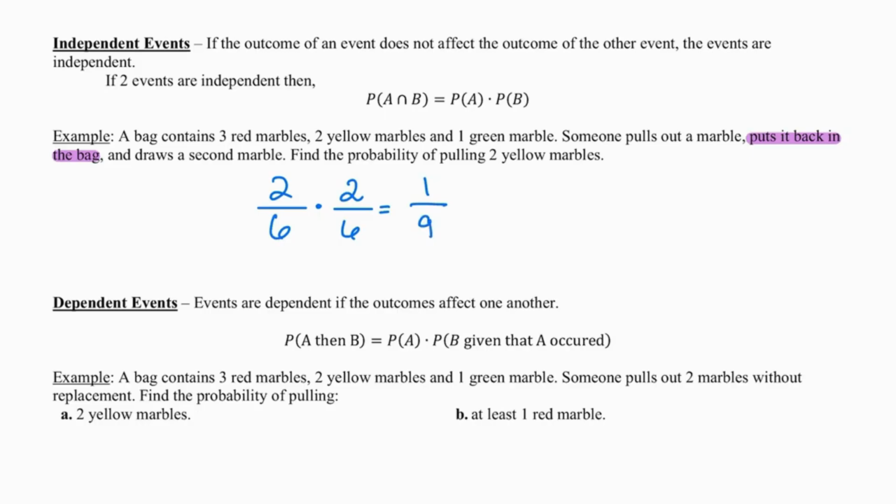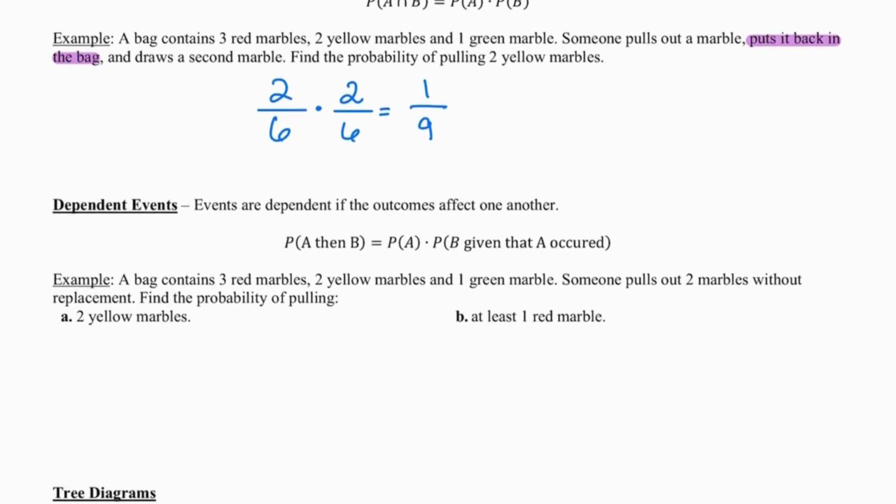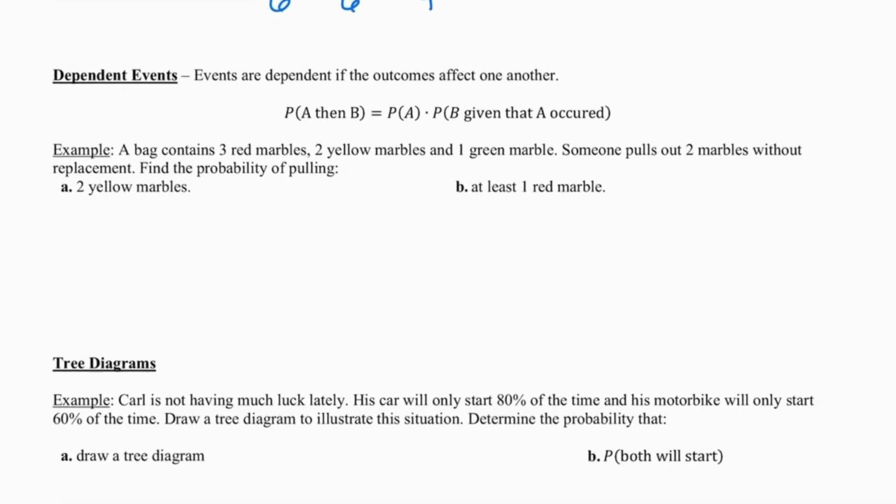So that's a probability. That's independent events. It's usually whenever we put something back or we talk about 2 separate things that one doesn't affect the probability of the other. Dependent events are the opposite. That means that when you do something, it affects the probability of the other. Like, for example, in this problem here, we are not putting the marble back.